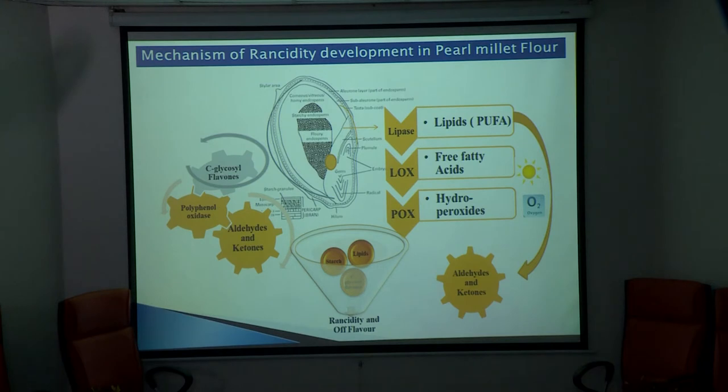But what happens next is that the free fatty acid is further oxidized into hydroperoxide by the enzyme lipoxygenase, that is LOX. This lipoxygenase converts free fatty acid into hydroperoxides of free fatty acids. And further peroxidase, that is POX enzyme, converts those hydroperoxides into aldehydes and ketones. These aldehydes and ketones provide a musty odor or bitterness in the taste, and that's why the flour gets rancid. This is the mechanism through which the flour gets rancid within a week.